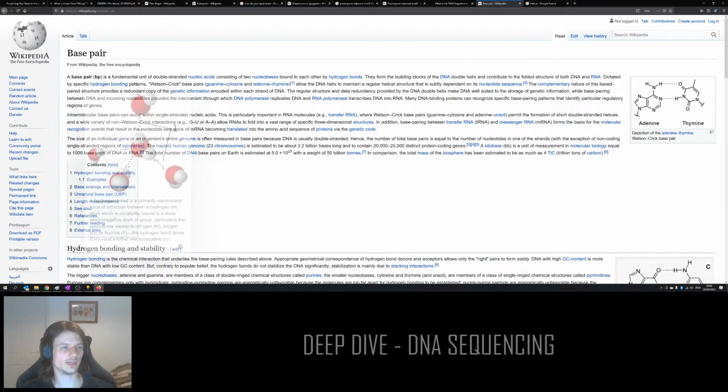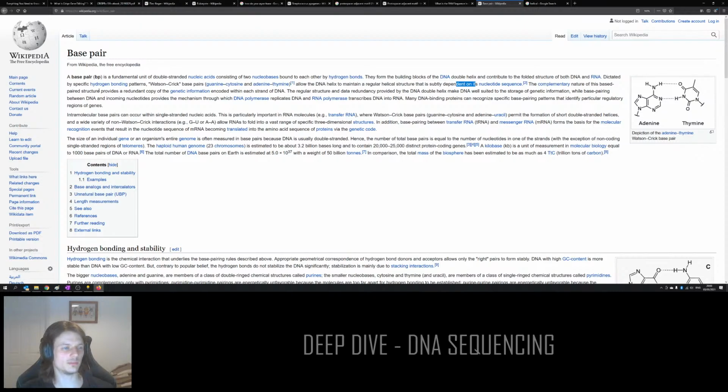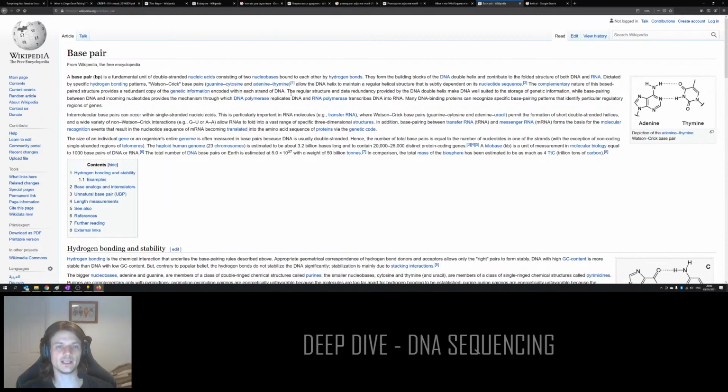Dictated by specific hydrogen bonding patterns, Watson-Crick base pairs allow the DNA helix to maintain a regular helical structure that is subtly dependent on its nucleotide sequence. The complementary nature of this base pair structure provides a redundant copy of the genetic information encoded within each strand of DNA. The regular structure and data redundancy provided by the DNA double helix make DNA well suited to the storage of genetic information, while base pairing between DNA and incoming nucleotides provides the mechanism through which DNA polymerase replicates DNA and RNA polymerase transcribes DNA into RNA. Many DNA binding proteins can recognize specific base pairing patterns that identify particular regulatory regions of genes.